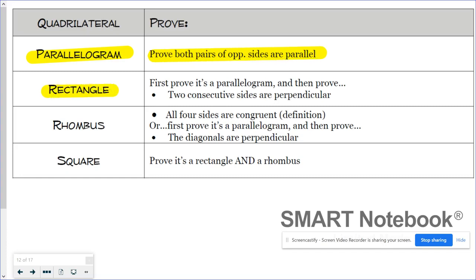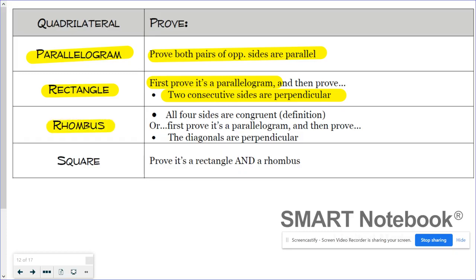For a rectangle, you must first prove it's a parallelogram, and then prove that two consecutive sides are perpendicular. So there's not really any additional work here if you've already proven that it's a parallelogram, because you've already done the work, you found all the slopes, so now it's just a matter of looking and seeing whether a pair of consecutive sides are perpendicular, so opposite reciprocal slopes.